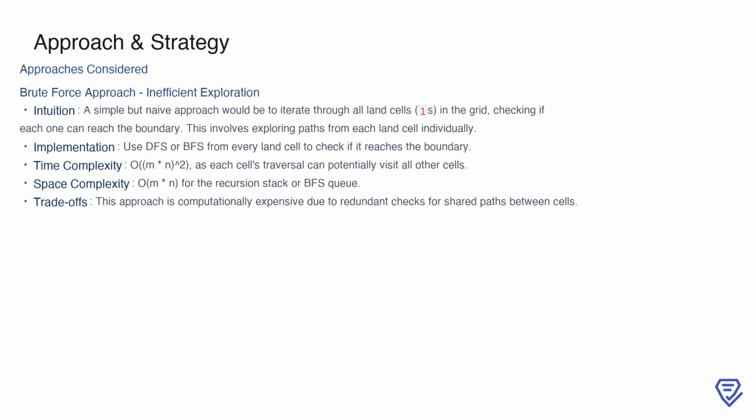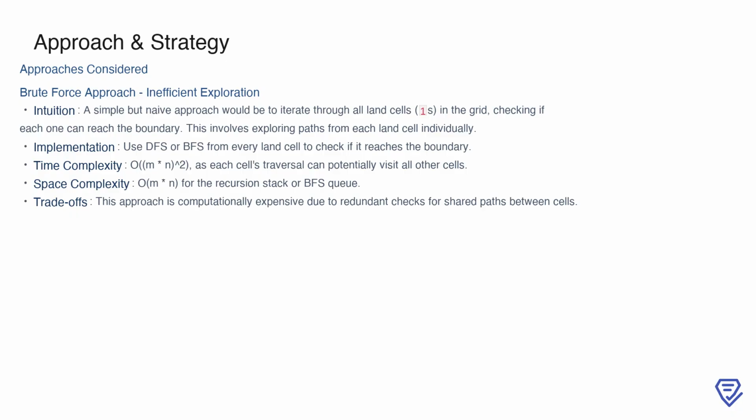To start, let's consider the brute force approach. The intuition here is straightforward. For each land cell in the grid, we try to determine whether it can reach the boundary of the grid. This involves exploring all possible paths from the current cell to see if it eventually connects to the grid's edge. To implement this, we can use either depth-first search, DFS, or breadth-first search, BFS.